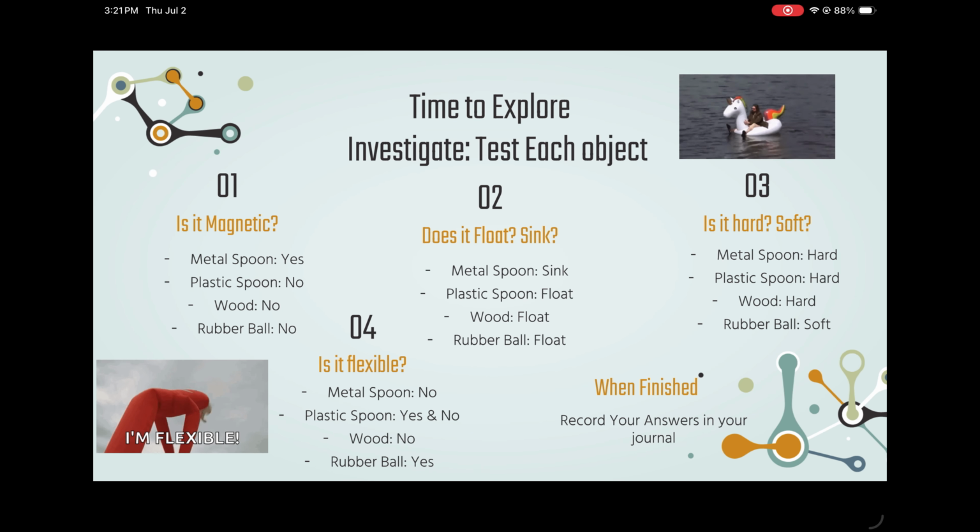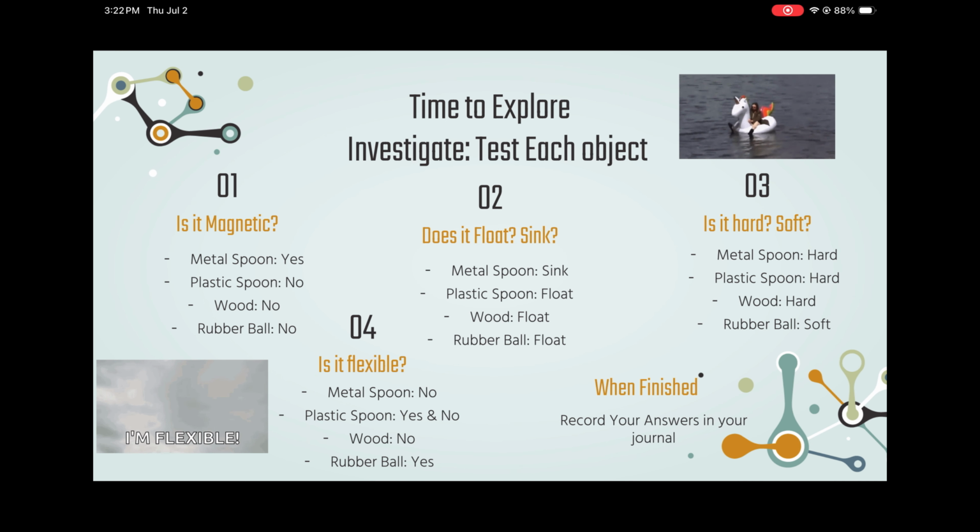Now, it's time to explore. First, I tested each object with a magnet to see whether it was magnetic. Then, I placed each object into water to observe whether it floated or sank. Finally, I observed whether each material was hard or soft and whether it could bend easily. As I tested each object, I recorded my observations in a data table. Scientists always collect evidence before making conclusions.